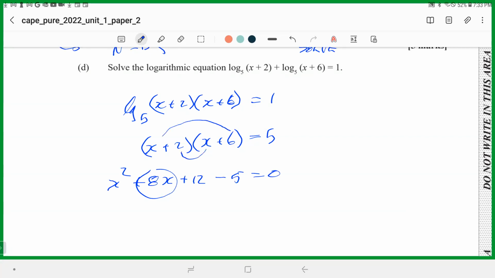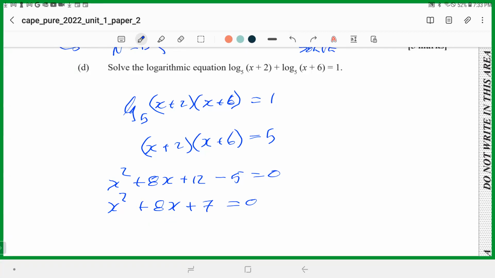And so we get the 12, 2 times 6. We get the x squared, x times x. And this negative 5 comes from bringing it over. So it becomes x squared plus 8x plus 7 equals 0. So the factorization, when people do additional maths or pure maths: 7, the only factors of 7 are 1 and 7. Everything is positive. They don't even give you something to think about. 1 and 7 equal 8.